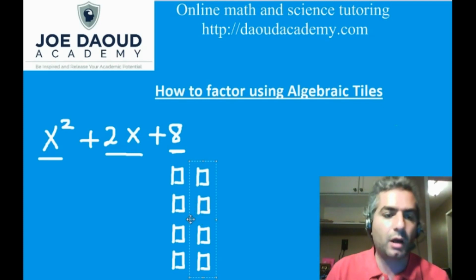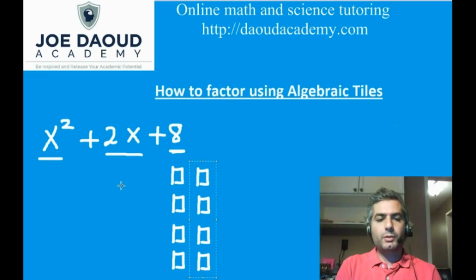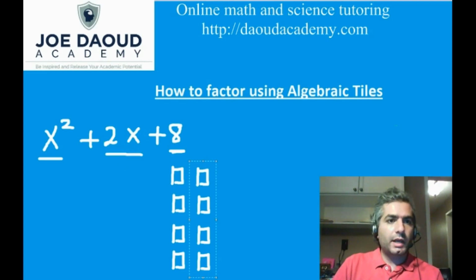We have 8 blocks. So now if we look at x, we have 2x. If we have 2x, we have to represent x with a shape. And to make it easier to work with, we're going to assign x a rectangle. So the x rectangle is going to look something like this.